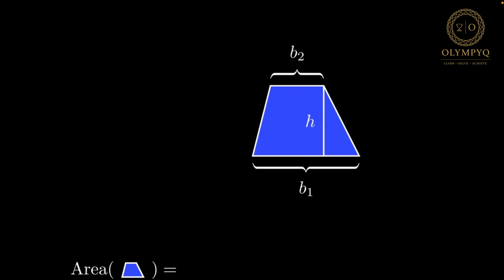Take the midpoint of the left slanted side and mark it. From this midpoint, draw a line straight to the top right corner of the trapezoid.